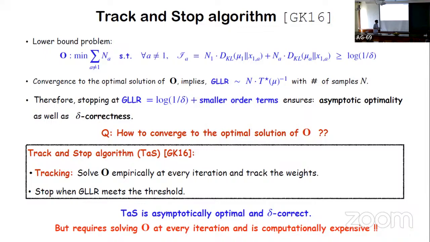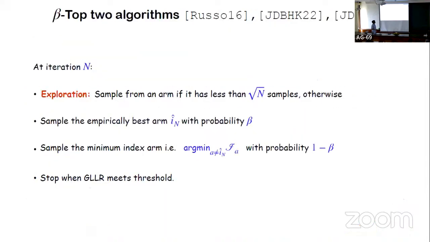So we want something easier than track-and-stop, and later, in a string of papers, they proposed these kinds of algorithms. These are called the beta-top-two algorithms. What they do is, at every iteration I have an empirical best arm, and there are some alternate arms, and each of those arms has this quantity, the index. What the index gives us is how much evidence I have for each of these alternate arms. The higher the index, the more evidence I have collected for these arms.